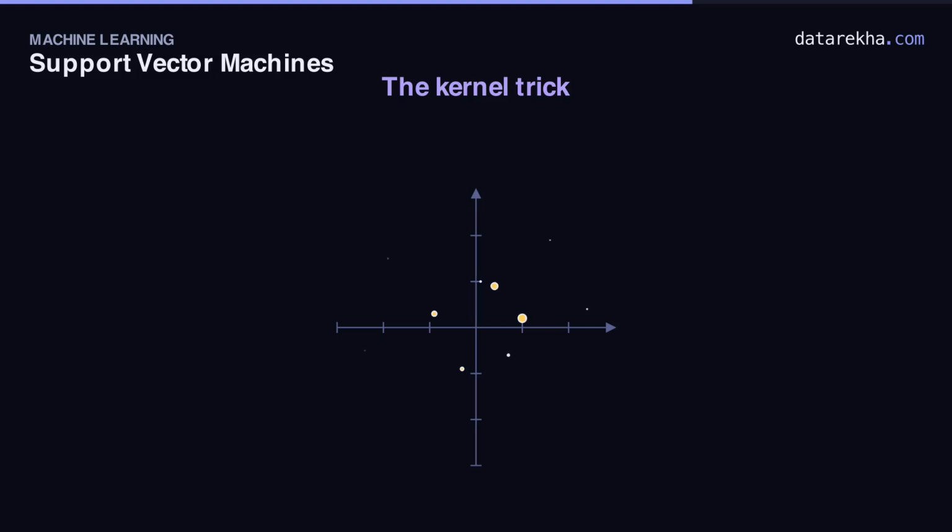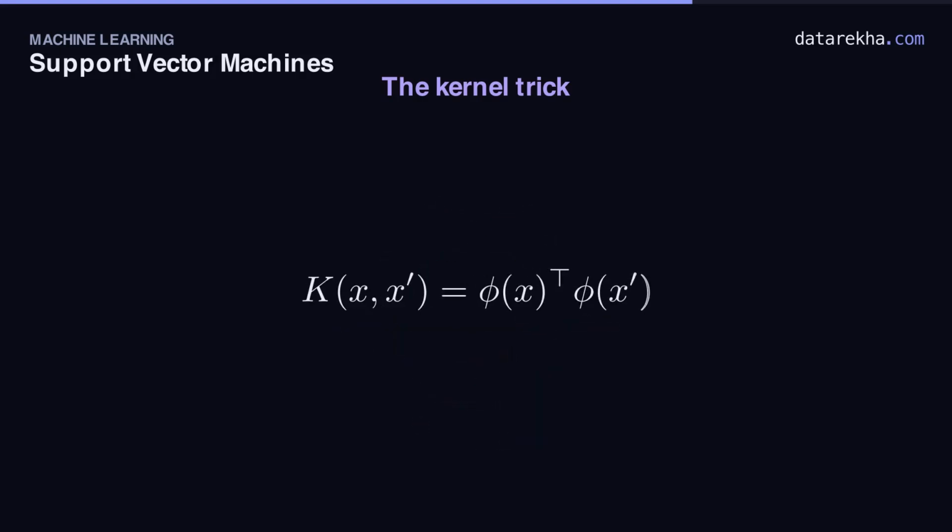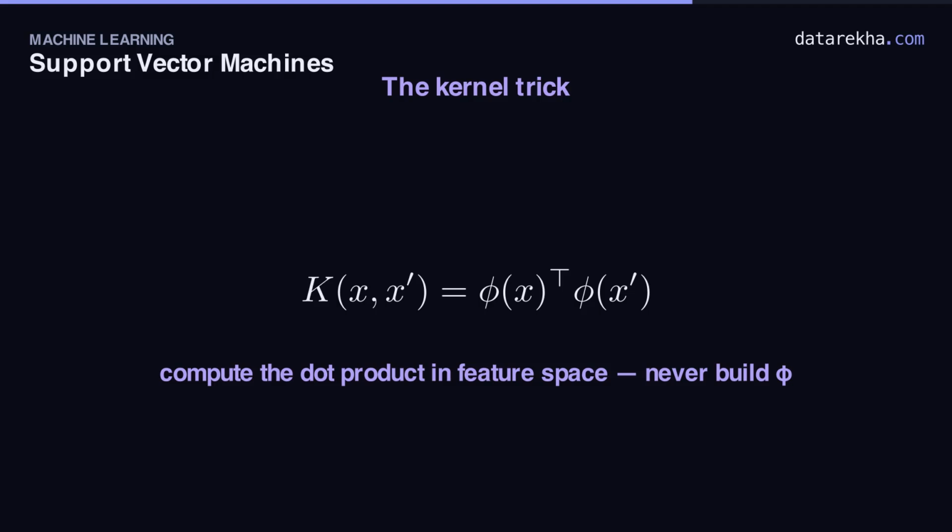And here is the payoff. Project that flat plane back down onto the original plane, and look at the cut it makes. The set where x squared plus y squared equals 3 is a perfect circle. A straight plane upstairs becomes a curved circular boundary downstairs, wrapping the gold cluster exactly. The genius of the kernel trick is that we never actually build those lifted coordinates, which could be enormous. A kernel function computes the dot product in the feature space directly from the original points alone. Popular choices are the polynomial kernel and the radial basis function kernel. The boundary is linear up there and curved down here, and we never leave the ground.